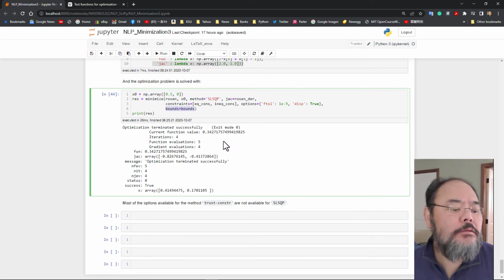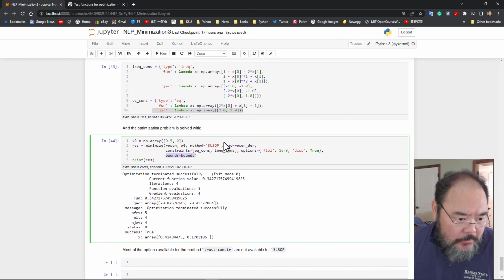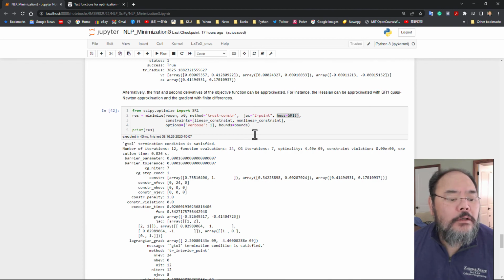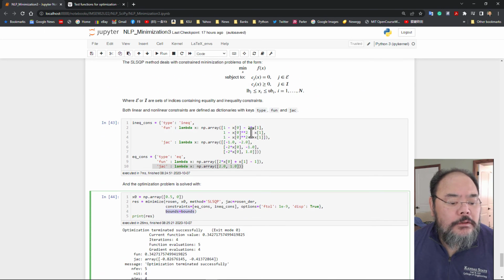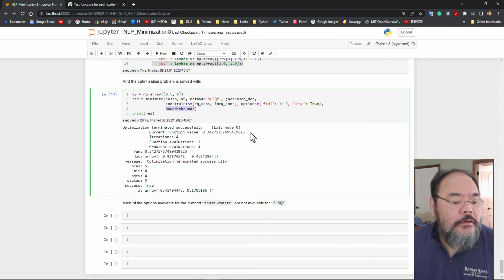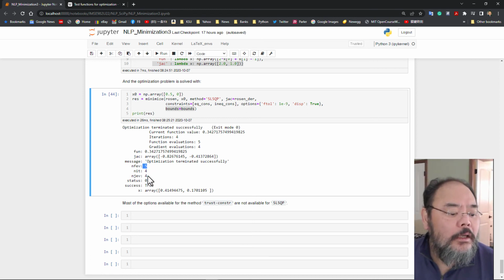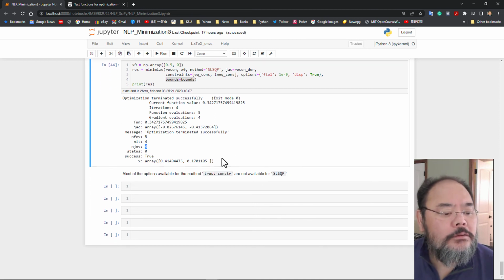It only takes about 26 milliseconds, about half of the previous so-called trust region constraint method. Therefore, this algorithm is slightly more efficient than the previous trust region method. It only takes about 4 iterations, using 5 function evaluations. So after 4 iterations, we reach the optimum, using only 4 Jacobian evaluations, and this is the solution.